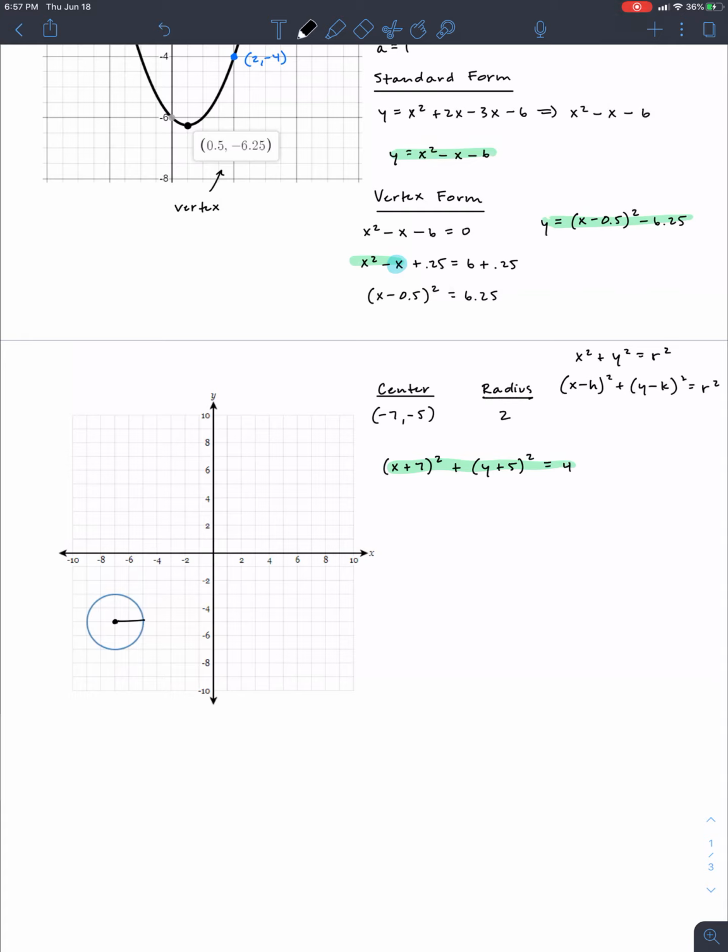And then another way that we can write this is in what we call standard form. And standard form basically says, well, what if we expand everything out? And we move all of our terms that have a variable in them to one side, and all of the terms without a variable to the other side. So I'm going to subtract 49 and subtract 25. So 4 minus 25 minus 49, negative 70. And so we have another form.